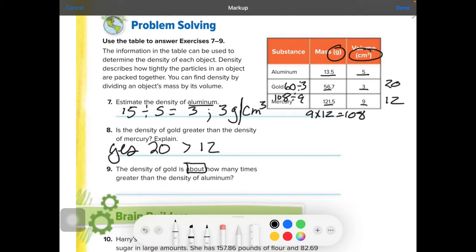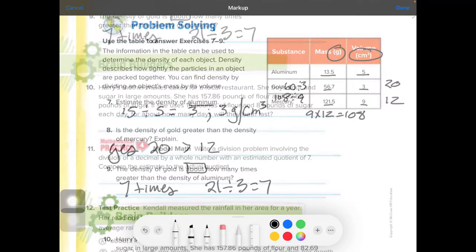Number 9, the density of gold is about how many times greater than the density of aluminum? It's about 7 times. And this is how you figure it out. They have 21 divided by 3 equals 7.